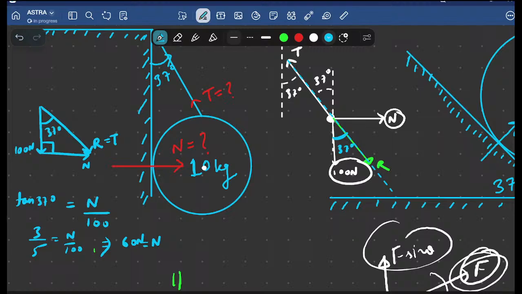I hope it is clear to everyone. Tan 37 is perpendicular by base. Perpendicular is N, base is 100, and tan 37 is 3 by 5, and that's how I can write it as 60 Newton. Now tell me, what is T? T is the resultant of N and 100. By Pythagoras theorem, N we already know is 60 Newton, and it can also be derived by vector addition. 100 square plus 60 square is T square. From here we can also find T.